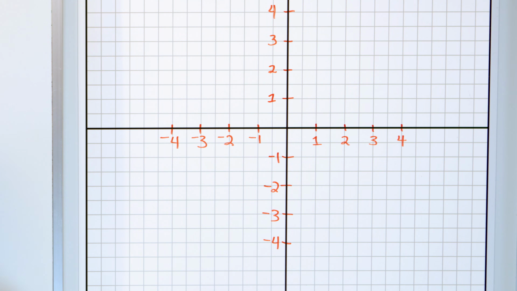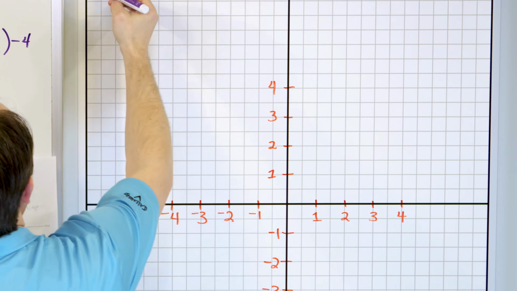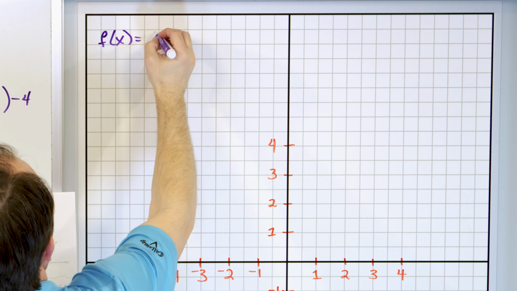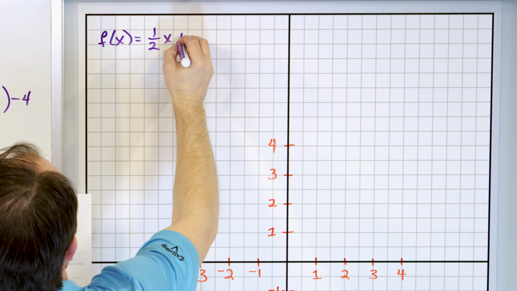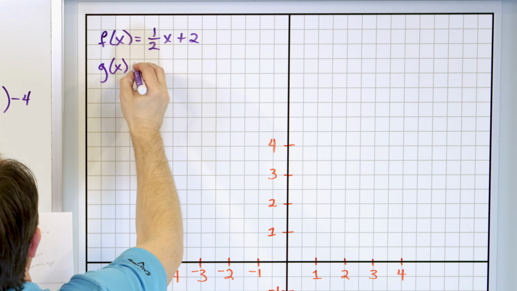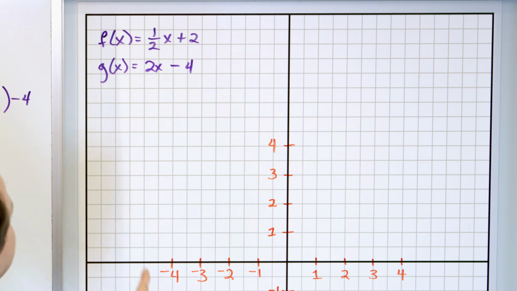So what I want to do is, first of all, write the functions down again. Let me write them up in the upper left-hand corner here. The first function, f of x, was 1/2 x plus 2. That's what we just wrote down. And the other function, g of x, is 2x minus 4, like this. So those are the two functions we want to graph. Fortunately, they're really easy to graph because they're just lines.